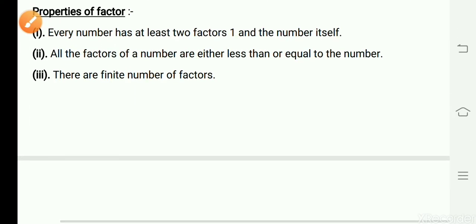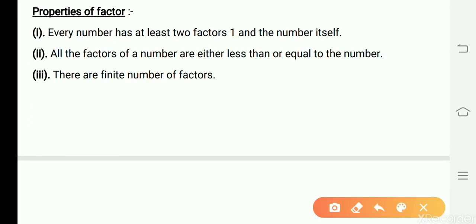Properties of factors. The first property is every number has at least two factors, one and the number itself. The second property is all the factors of a number are either less than or equal to the number. The third property is there are a finite number of factors.